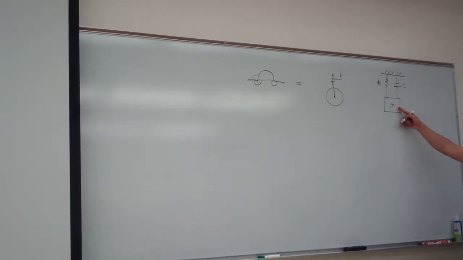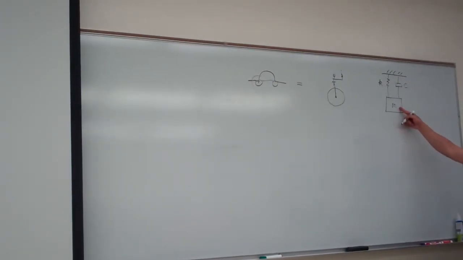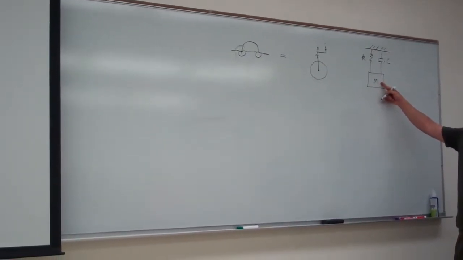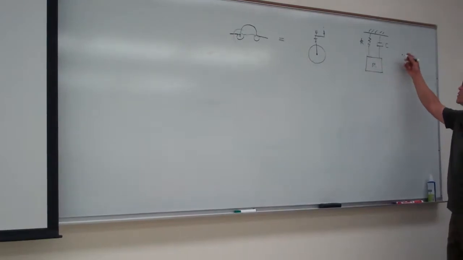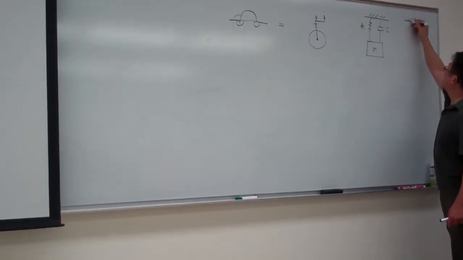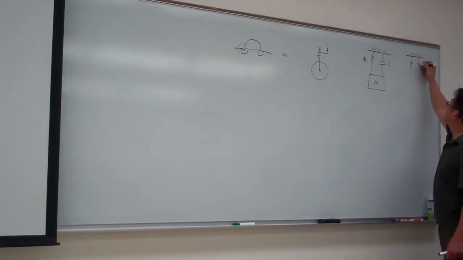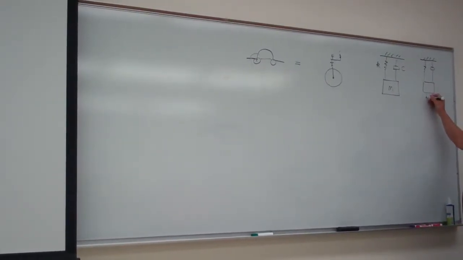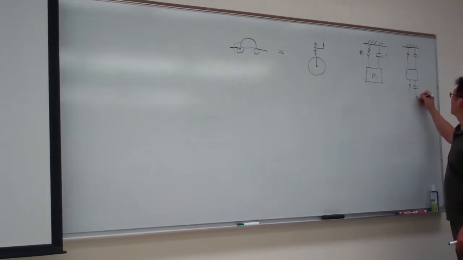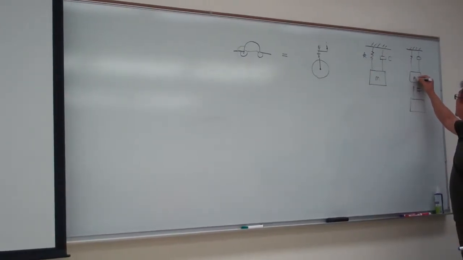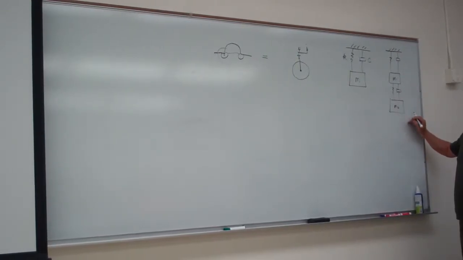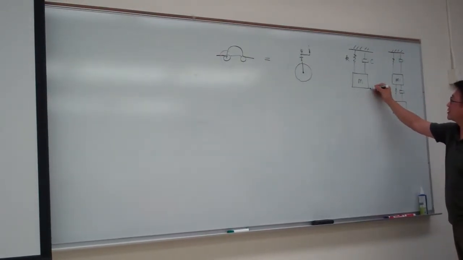So here we have one mass. This one is called a one DOF, one degree of freedom system, and a second degree of freedom system can be like this, for example. Here we have two mass blocks, so we have two degrees of freedom.